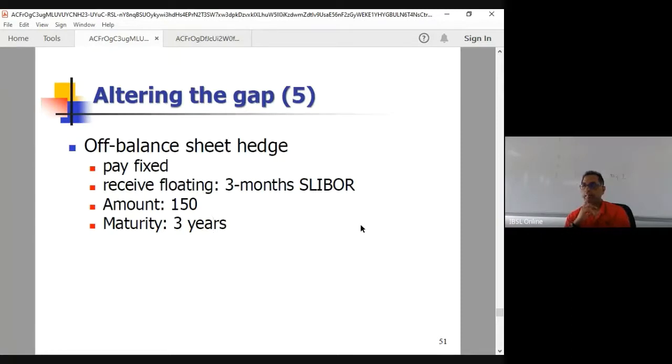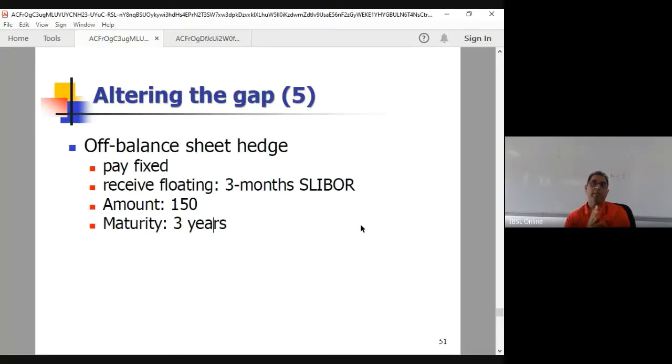Now suddenly you expect interest rates to go up. You expect interest rates to go to 15%. Now that asset is fixed at 10. What can you do? You can't get out of the contract with the client. That's a fixed term contract. The client doesn't want to. He's happy to keep it.